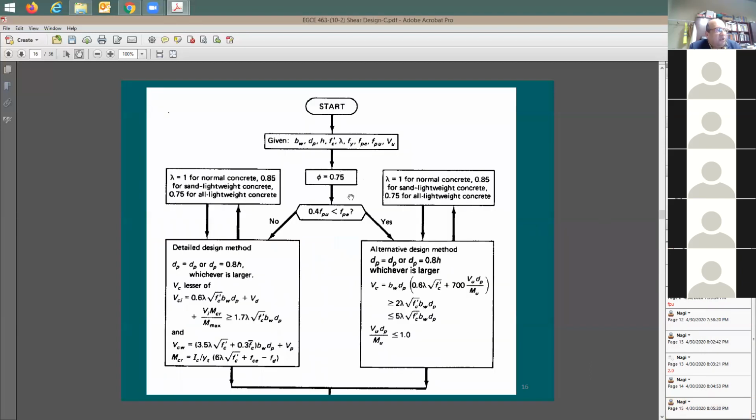So, okay, I'd like to use this. This is a flow chart. It says you need to have all of this information. Here's the phi factor. Is the fpe going to be more than 0.4 or not? If you say no, you're going to go to the detail. If you say yes, you're going to be going here. So I need this here. This is all you need to know. Here's the equation. These are going to be the two limits, 2 and 5. And this is going to be the maximum for this factor. VU dP divided by M sub U is going to be a maximum of 1. You just use this. So, okay, good. Are you guys following? Any questions?